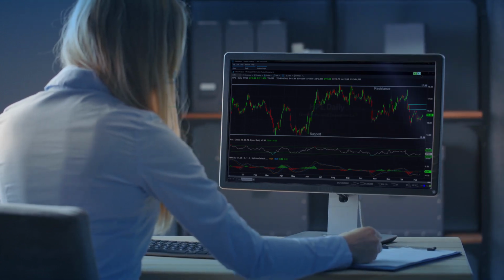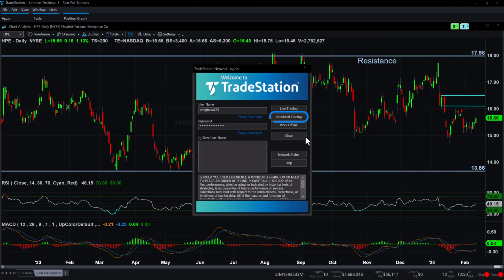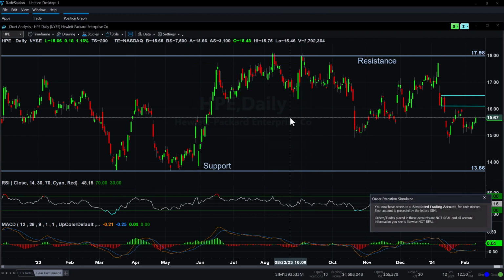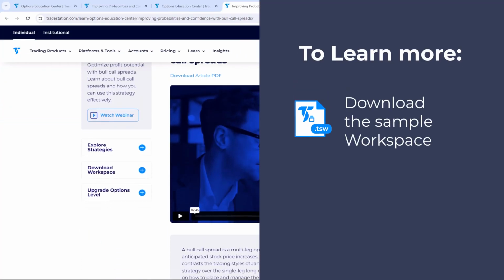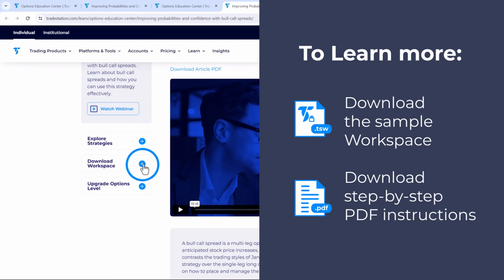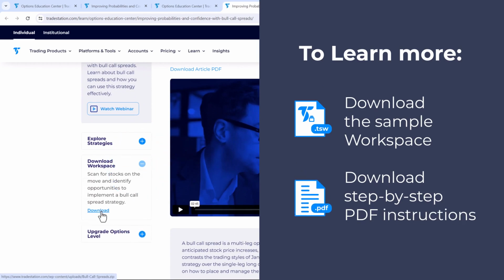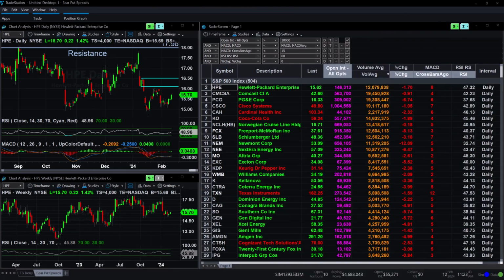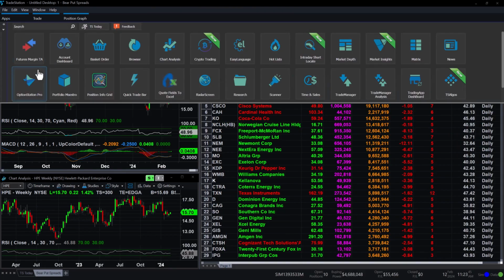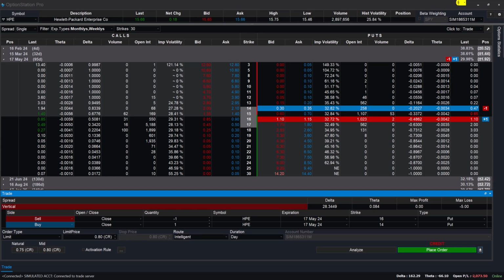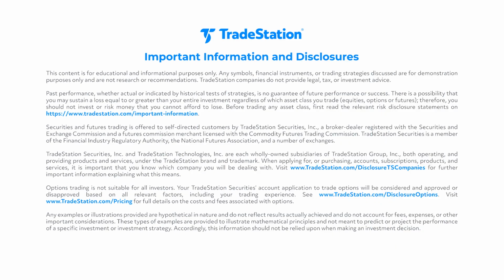Traders will typically try to lessen the impact of time decay by selecting to close the spread before options expiration. Before trading, practice in simulated trading mode on TradeStation to build confidence without real financial exposure. Access the downloadable workspace and instructional PDF guiding you on utilizing Radar Screen to identify bearish stocks. Then learn how to integrate OptionStation Pro for effective bear put spread trading. Explore additional training and elevate your skills by tapping into the comprehensive resources within this option series.